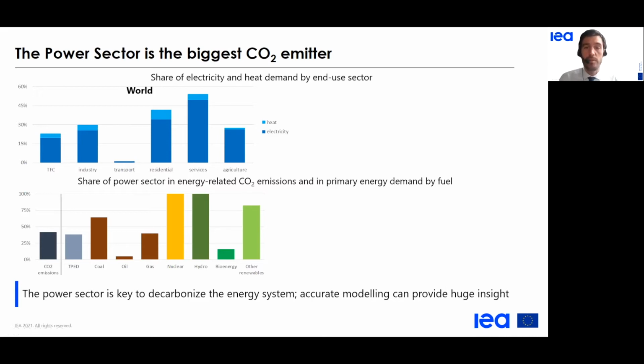And when we try to translate that into the energy-related CO2 emissions, electricity accounts for 40% of global energy-related CO2 emissions. So it is a central sector for any decarbonization strategy. So this is the global situation.